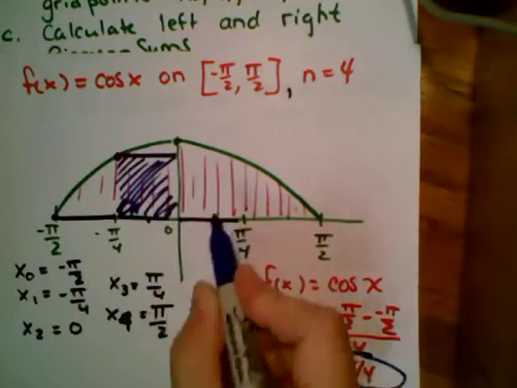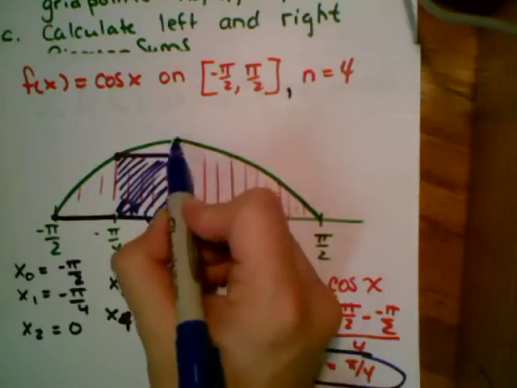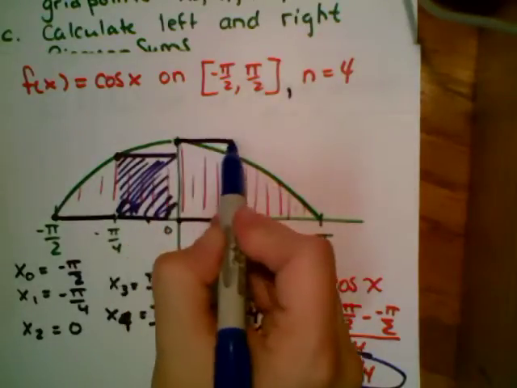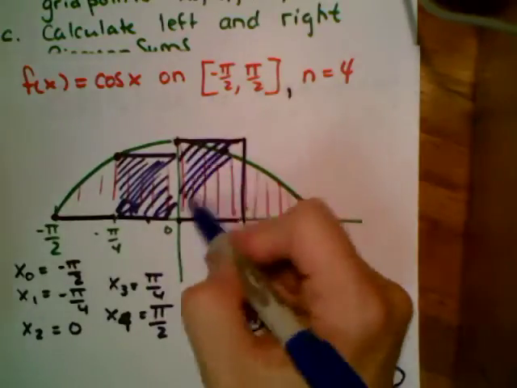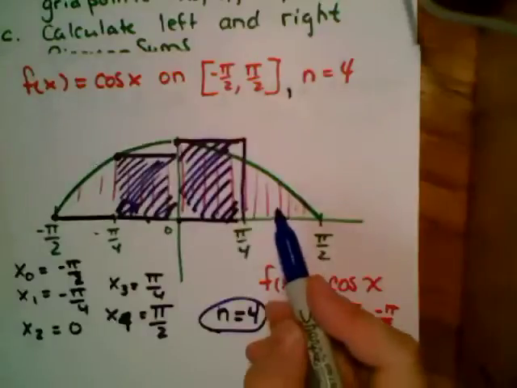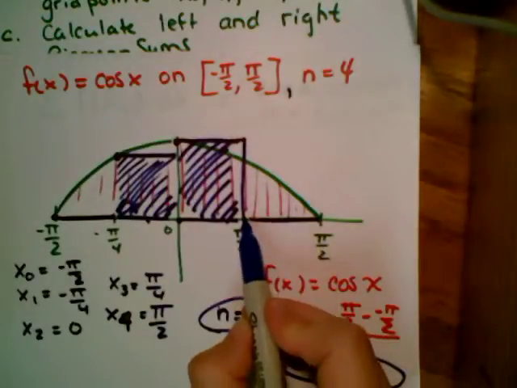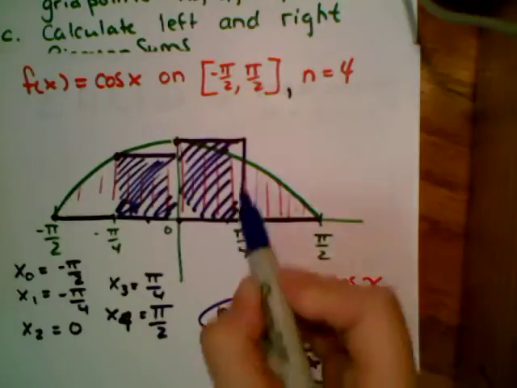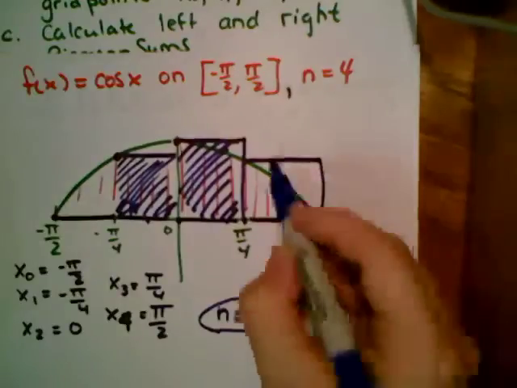For the third interval, we use the left endpoint, which is 0. Cosine of 0 is 1, and we use a rectangle with height 1 for the third rectangle. And then for the fourth subinterval, we use the left-hand endpoint, pi over 4. Cosine of pi over 4 is square root 2 over 2, and that would be the height of our rectangle.